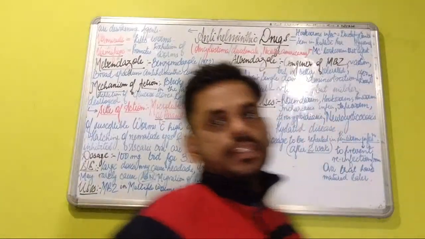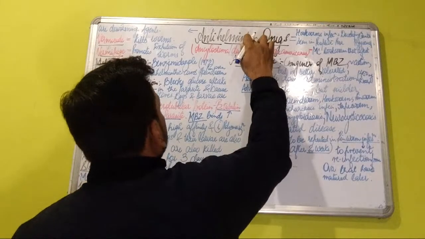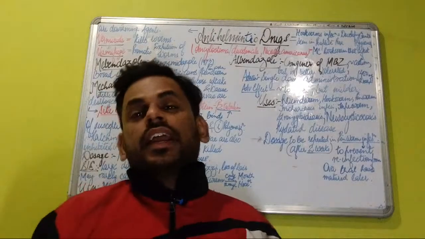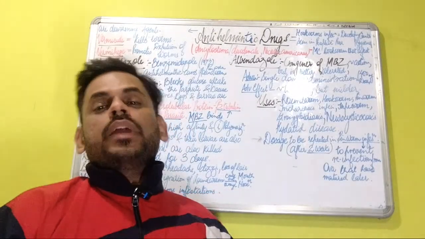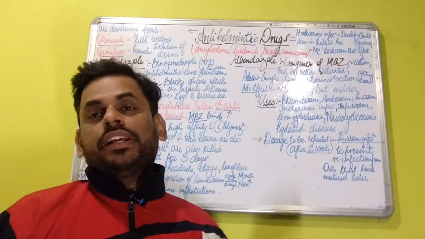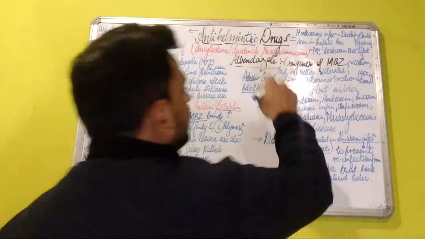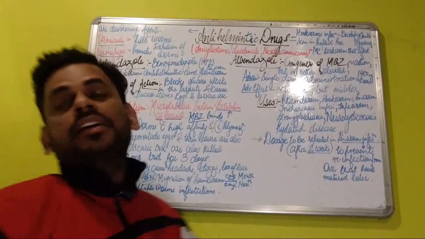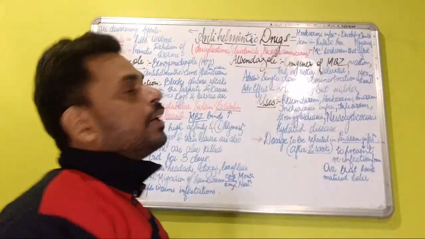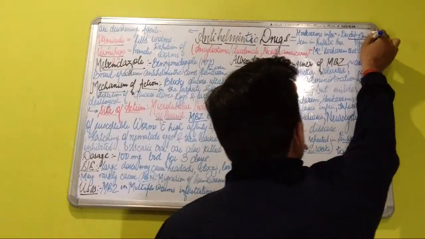So viewers, starting with anthelmintic drugs. These anthelmintic drugs are those drugs that are basically given for hookworm infestations, and whenever there is an infestation of certain parasites in the body, these anthelmintic drugs are given. Most commonly they are given for hookworm infections, and these hookworm infections are most commonly seen in the developing countries.